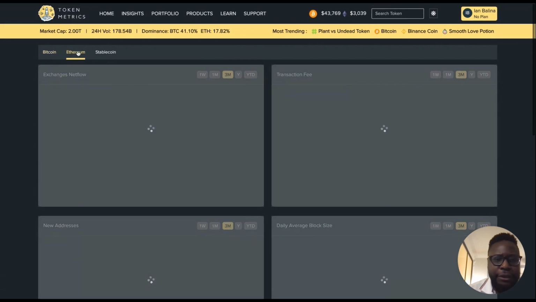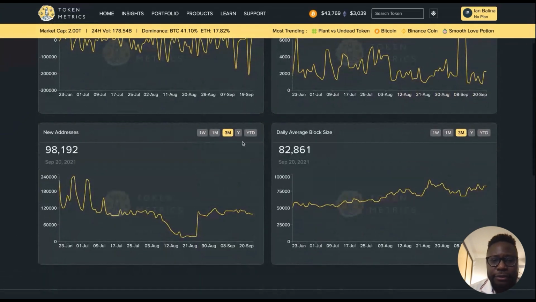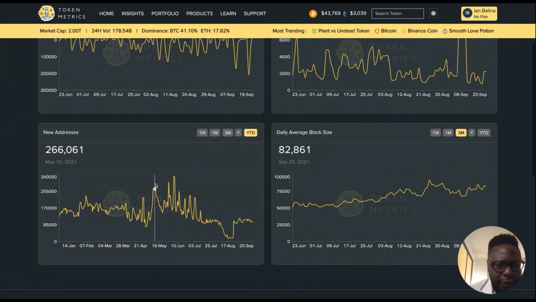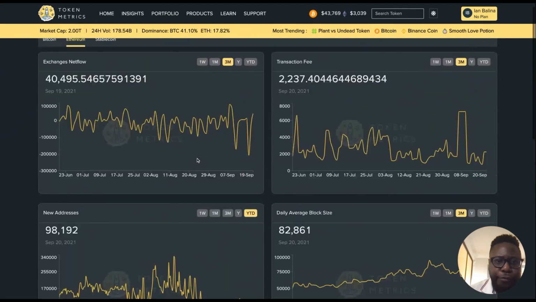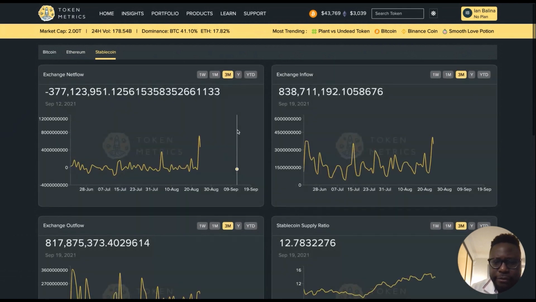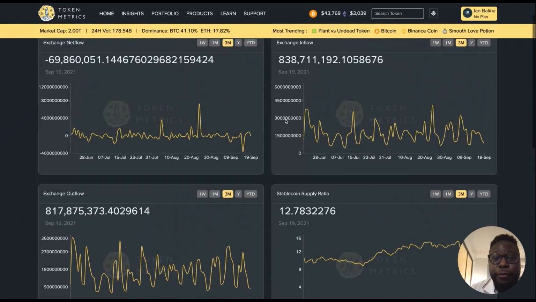So let's go to Ethereum. So with Ethereum, we have exchange data, we have transaction fee data, block size, new addresses. So for instance, you can say, let's go to year to date and see where we are. Right. So for example, when Ethereum crashed, when the market crashed back in May, we noticed that number of new addresses also dropped a lot. Right. All this can be valuable data, and even here in August. All right. So the same thing. Let's go to stablecoins. We have exchange flow data, stablecoin supply ratio. All these are metrics that are available on our platform, and we'll be adding a lot more.